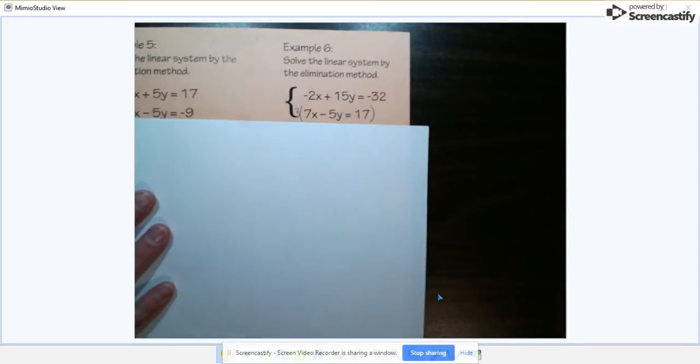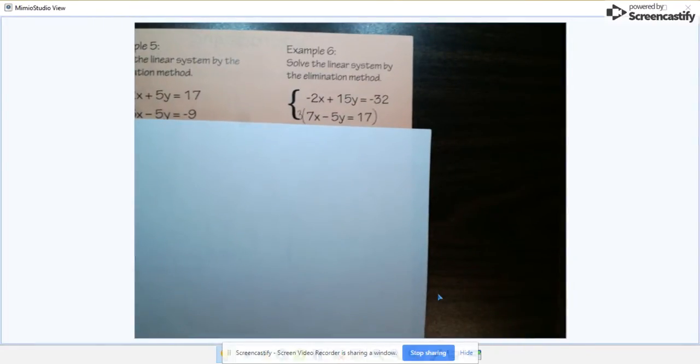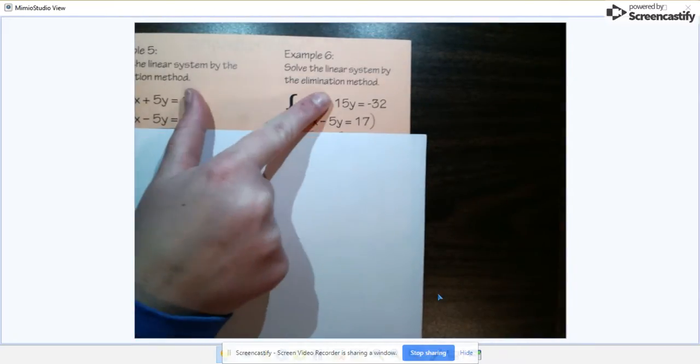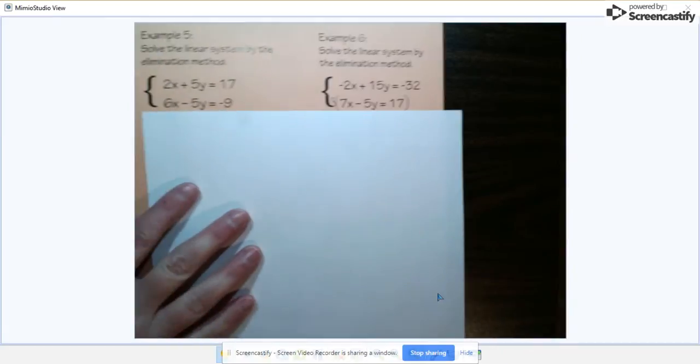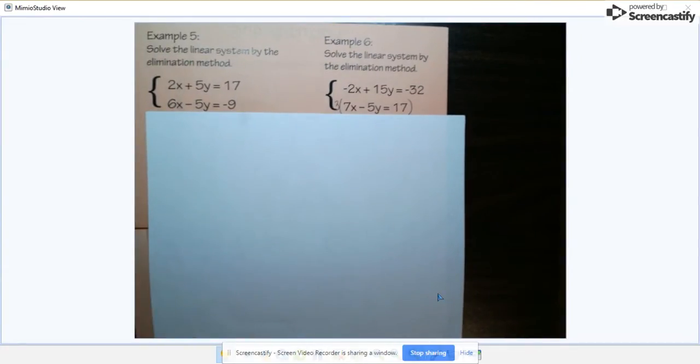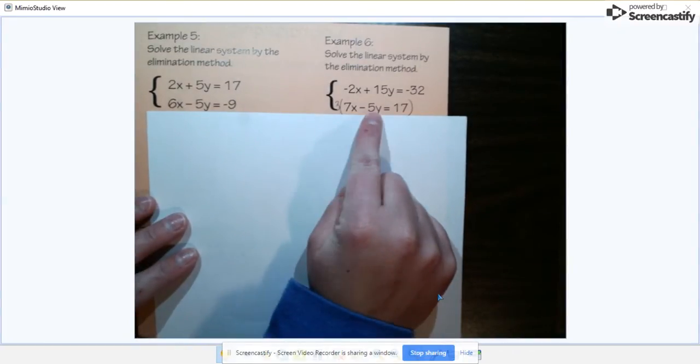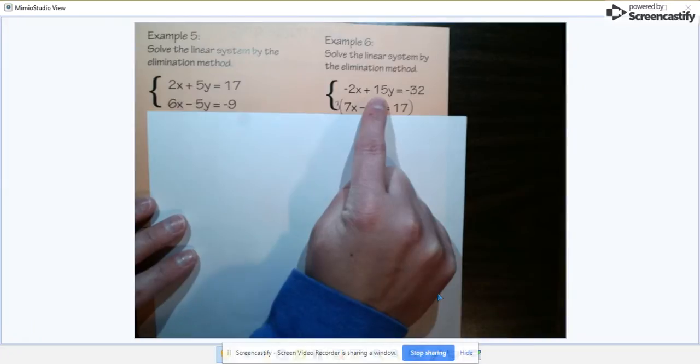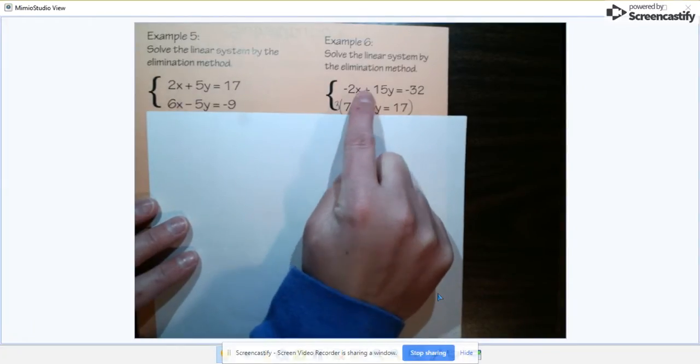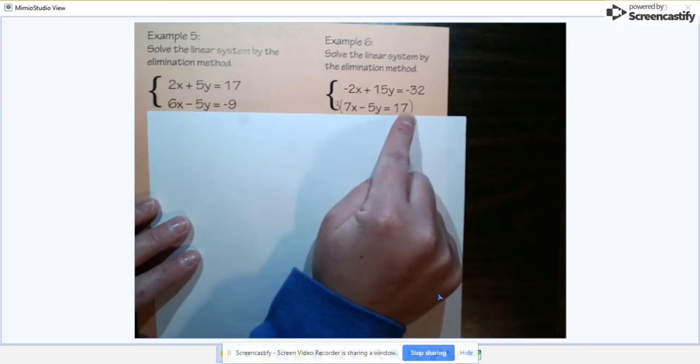So here in example 6, we see that my x's are negative 2 and 7, and my y's are 15 and negative 5. Obviously not going to cancel. However, we are allowed to multiply either equation or both equations. So if one of your coefficients is a multiple of the other, that comes in handy. So if you look right here, we can multiply 5 by 3 to get it to be a 15. Our signs are already opposite, so we can just go ahead and multiply this entire equation by 3. We have to multiply the entire equation, otherwise we change the original value.